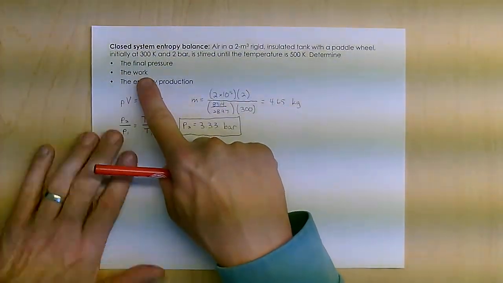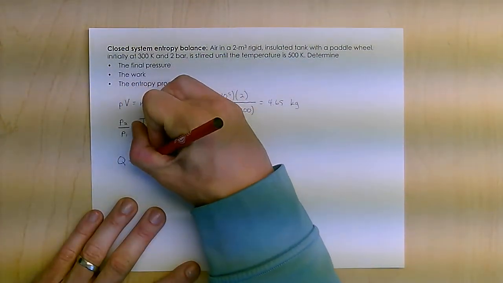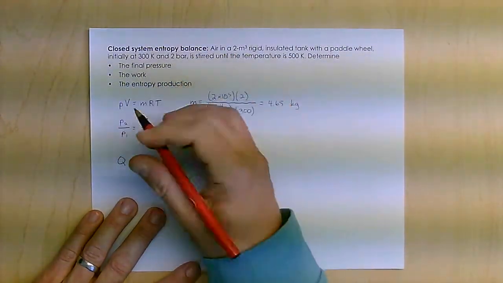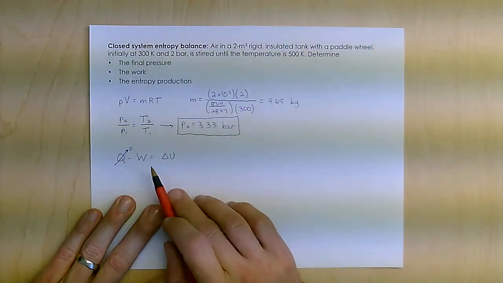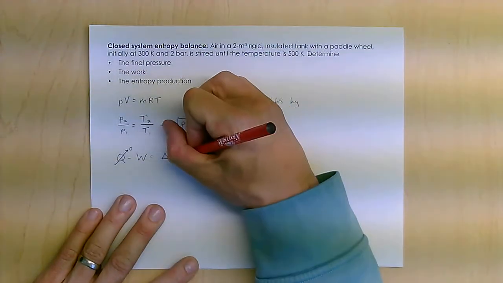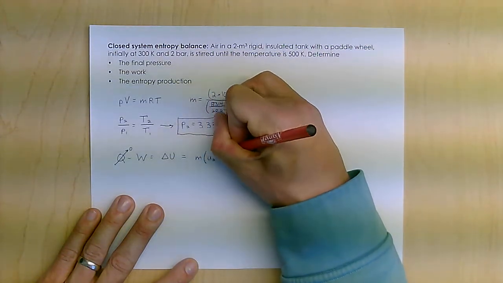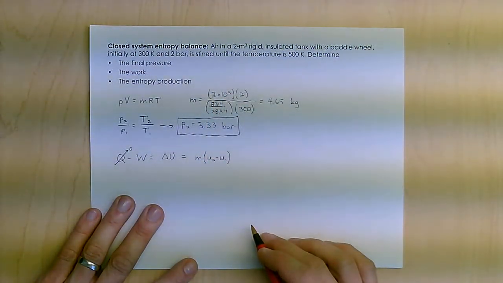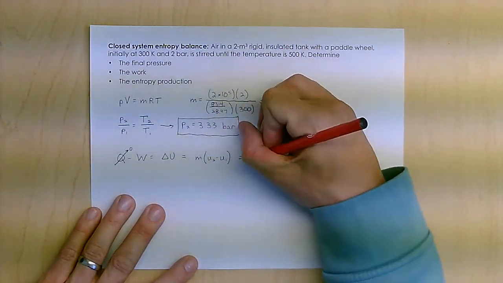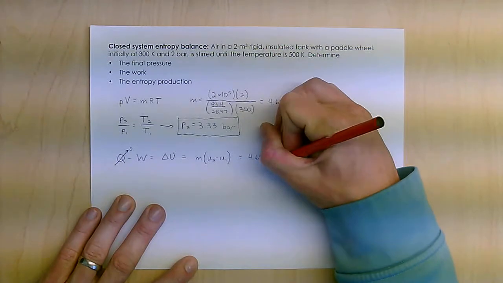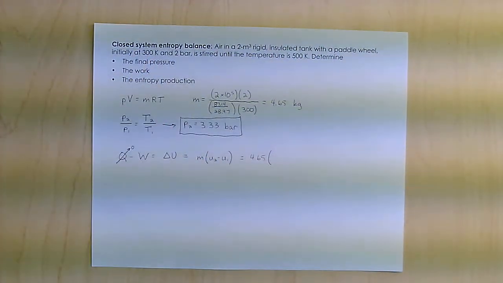Now I want to find the work, so I'm going to use the first law equation, which is basically Q minus W equals delta U. Q is 0 because it's insulated, so there's no heat transfer. So the work is nothing more than the mass times the change in specific energy. That gives me 4.65. Now I just need to look up U2 and U1 for air at 500 and 300 Kelvin.